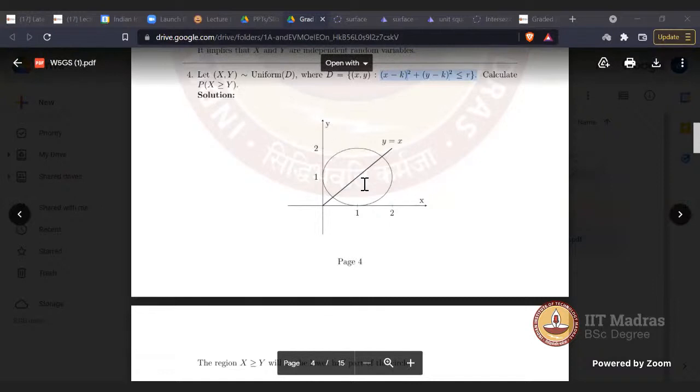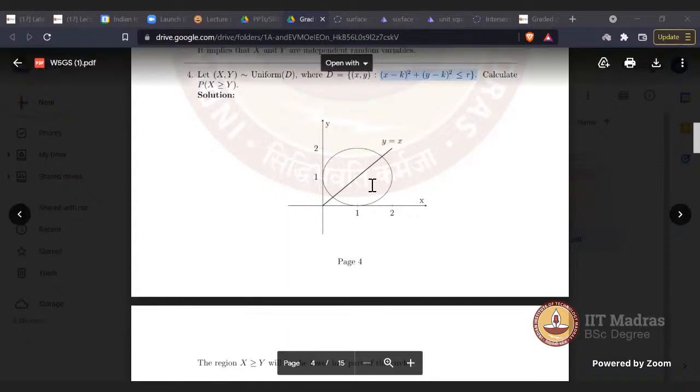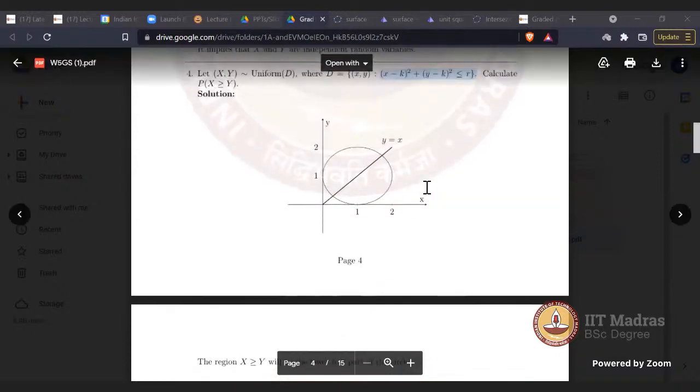How do you find the probability of this area? Proportion of the area. You know that x equals y splits the circle into two equal parts, right? So it is going to be directly half. Directly we can say half, no ma'am? Yeah. So what is the area of this region?